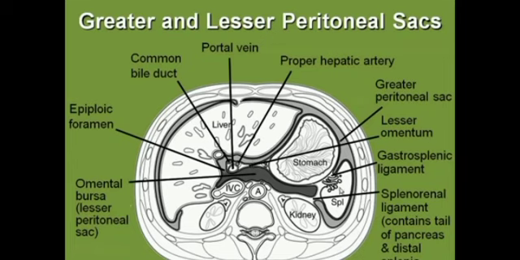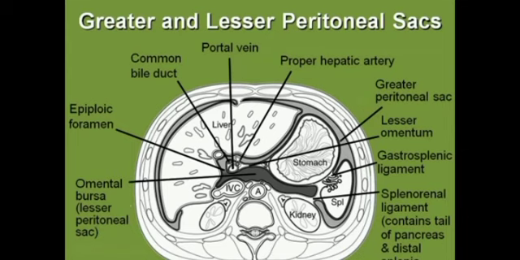There we see the dorsal mesentery of the stomach heading over to the spleen, so that's the gastrosplenic ligament, and then that's the continuation of that mesentery, that's the splenorenal ligament. See the lesser sac, or the lesser peritoneal sac, or the omental bursa. All of this out here is the greater sac.